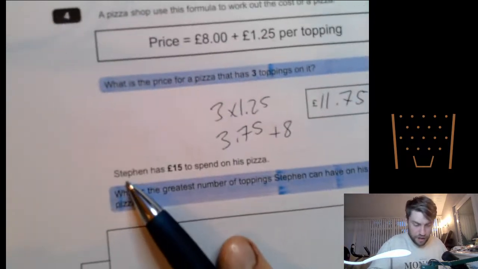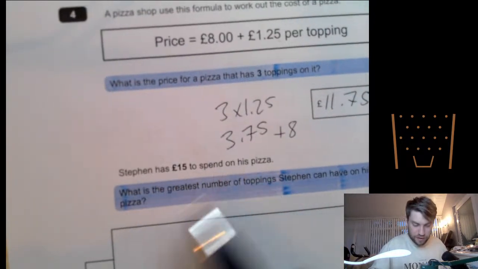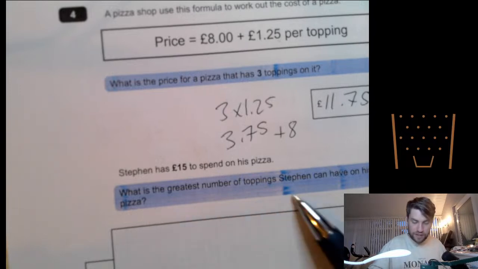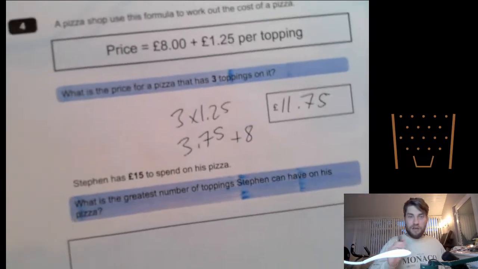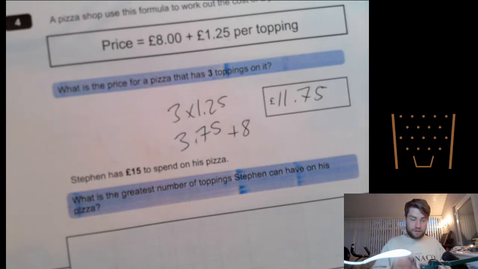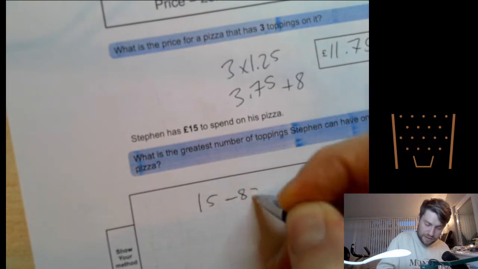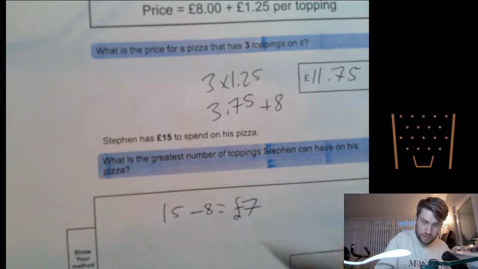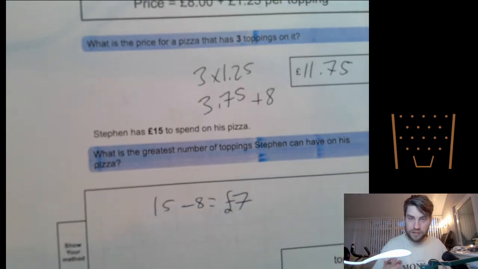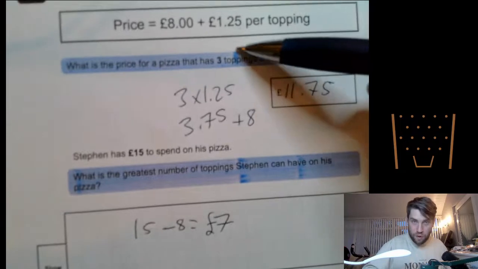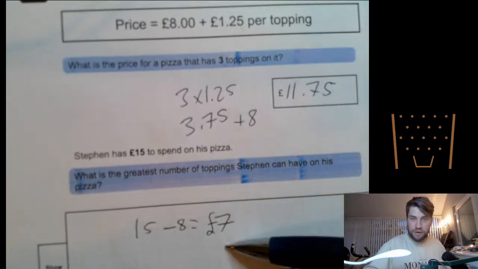This one. So Stephen has £15 to spend on his pizza. What is the greatest number of toppings Stephen can have on his pizza? So £15, bear in mind, you have the standard £8 charge first. So first thing I'll do is 15 subtract 8. So that means he's got £7. So now Stephen has £7 to spend on toppings. So you need to know how many £1.25s go into £7.